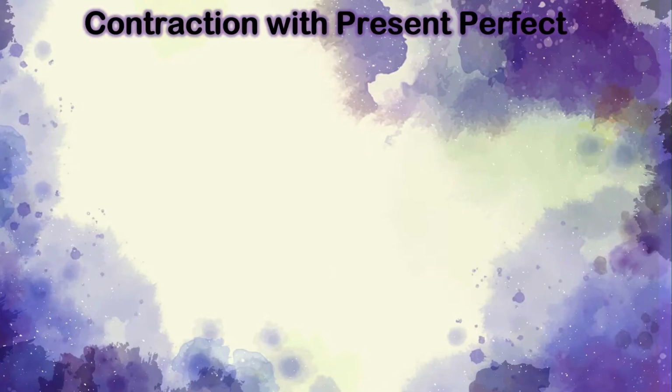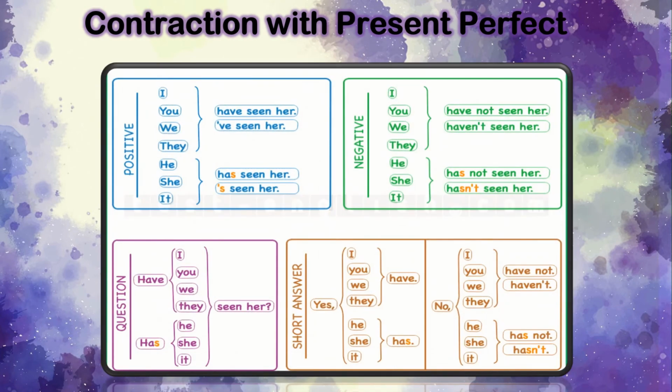So, contractions with present perfect. Here you have positive, I, you, we, they, he, she, and it, right? Here you have, I have seen her, or you can omit the first two letters, in this case the H and the A, and you just need to write the apostrophe and use the last two letters. So I've seen her, you've seen her, or we've seen her, right? Also, you have he, she, or it.